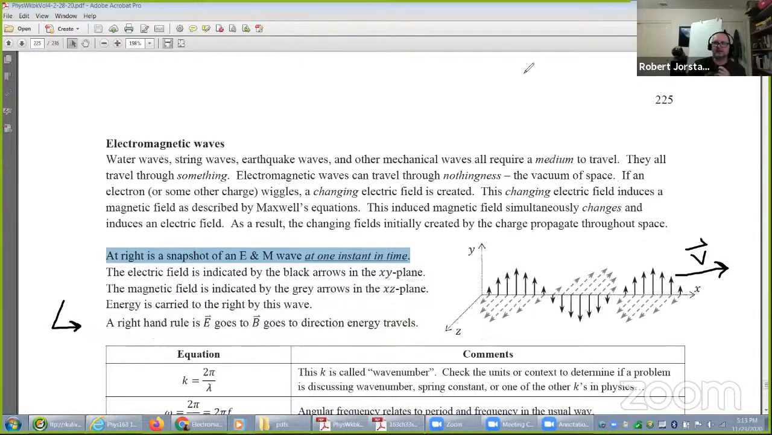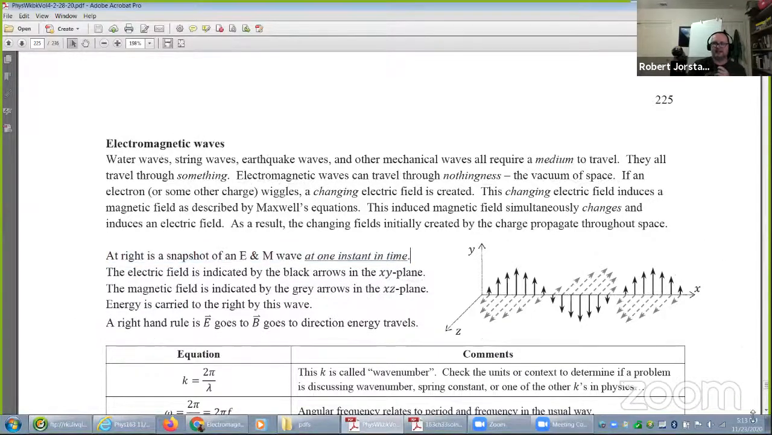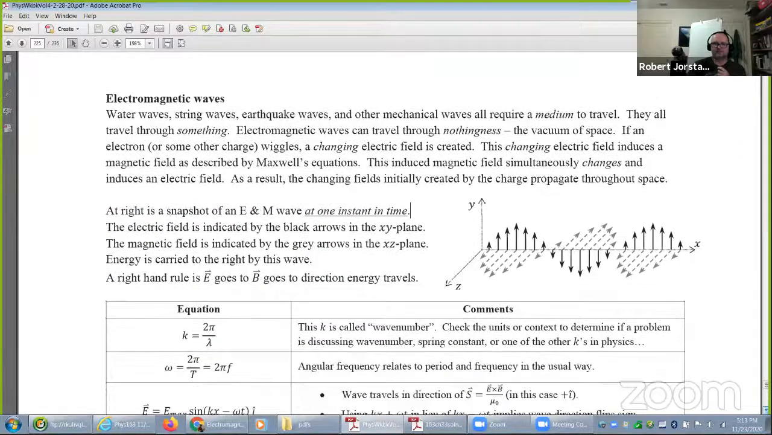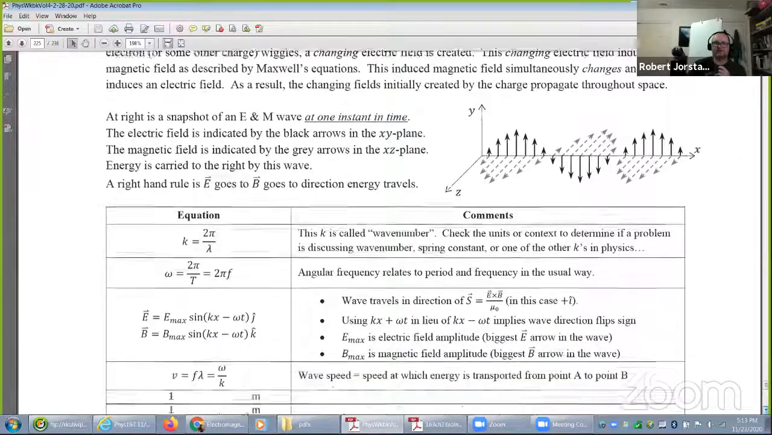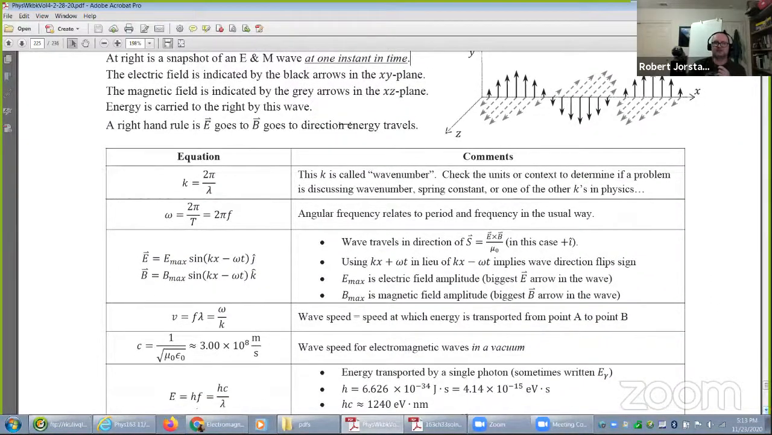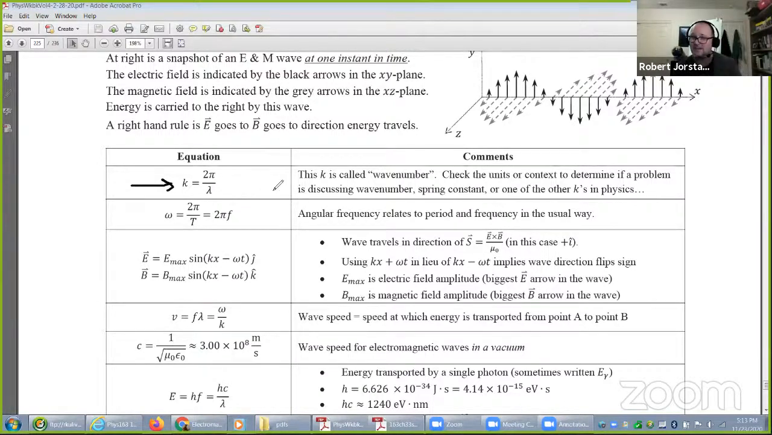Okay. Now, there are a lot of words on here, so let's see if we can pick our way through this, and let's just start with these ones. Okay. k is a new thing. It's not a spring constant anymore. It's not a Coulomb constant. It's not some other constant. This k is called the wave number.